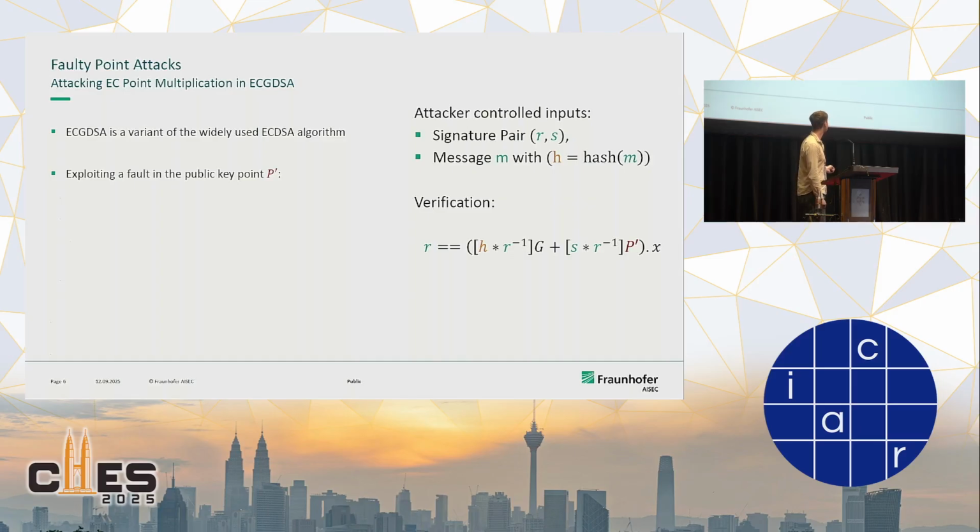So this is the verification function for ECGDSA. For our attack, we assume, again with this secure bootloader example in mind, that the attacker provides the signature pair, the values R and S, together with a message.